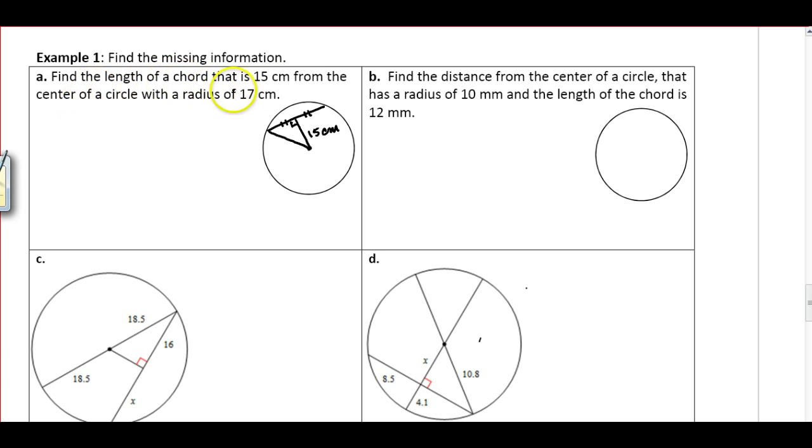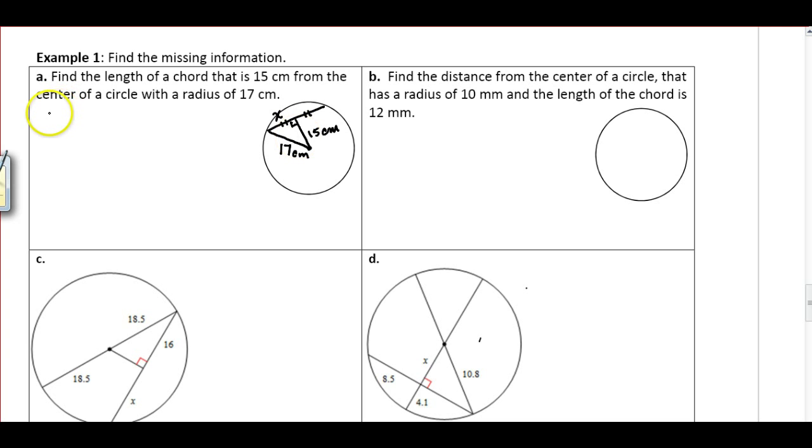Okay, so the length of a chord that's 15 centimeters from the center of a circle with a radius of 17 centimeters. So this is going to be a radius of 17 centimeters. And then what I'm going to do is find x. And once I get x, since I want to find the length of the chord, I'm just going to double it.